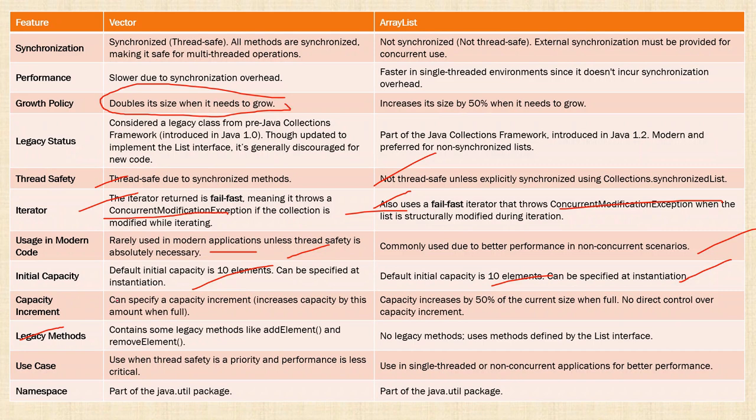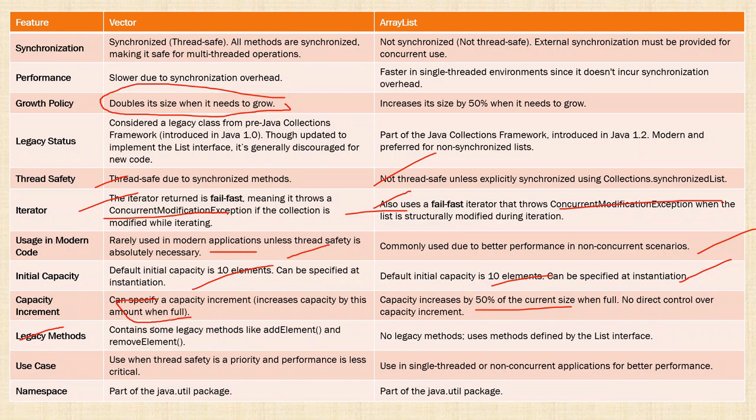So the default initial size is 10 elements, and it can be specified at instantiation. But you can also specify a capacity increment, which increases the capacity by this amount when full. Once it is full, the capacity will be doubled in the case of Vector. But in the case of ArrayList, the size will be increased by 50% of the current size when it is full.